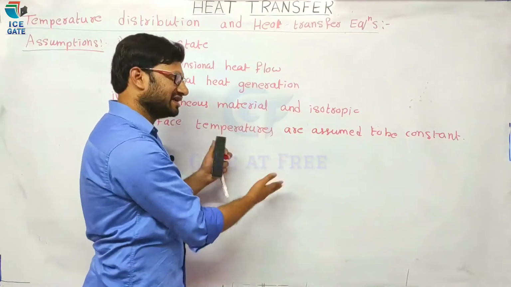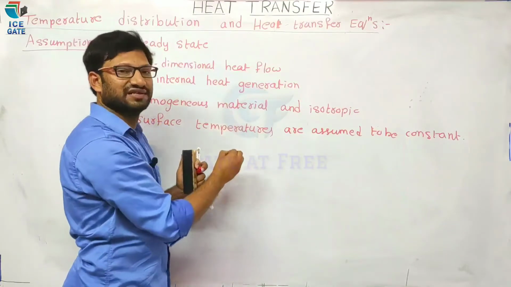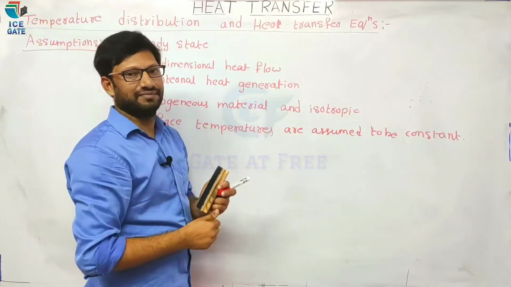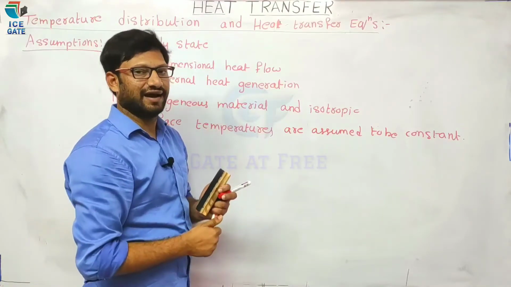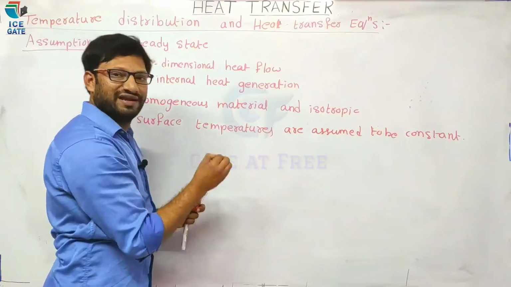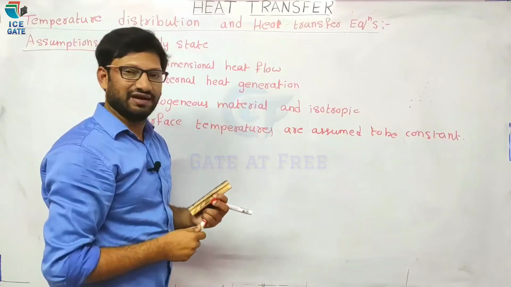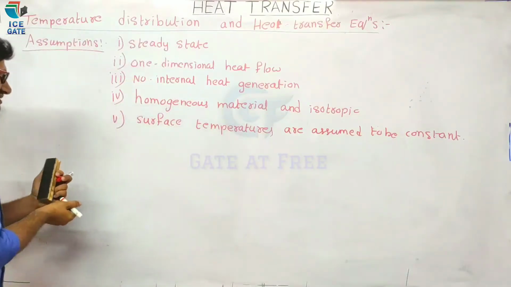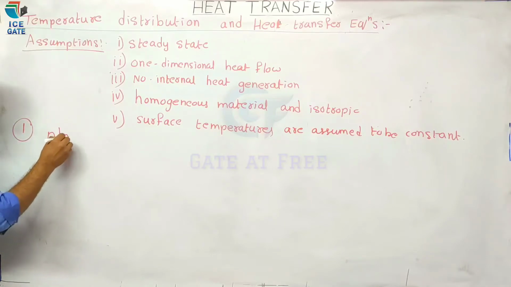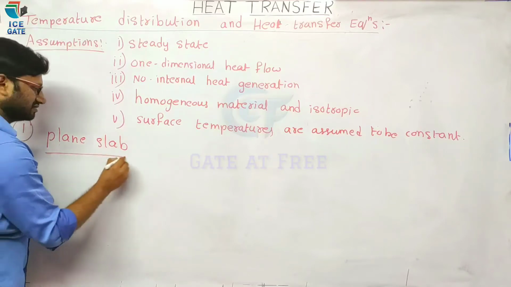Okay, under these assumptions, now we are going to see the temperature distribution function and heat transfer equation in plane slab, cylinder and sphere. These assumptions are very important, especially from the GATE point of view. Okay, let's start. Plane slab. First one, plane slab. First we will see the equations in plane slab.